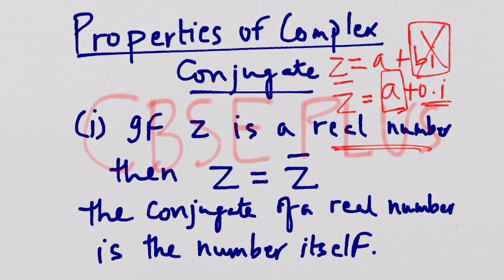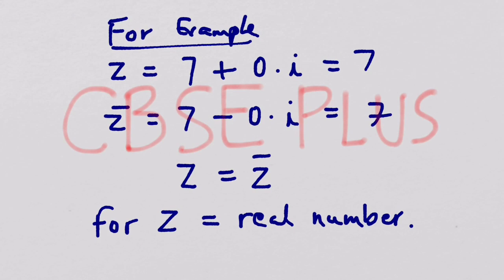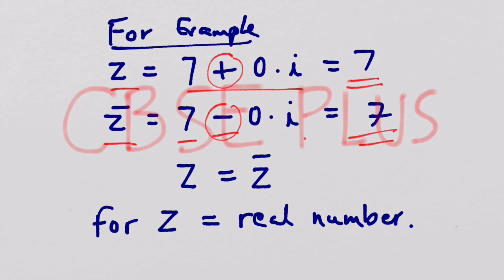And the conjugate of a real number is the number itself, because we don't get the opportunity to change the sign. For example, z equal to 7 plus 0 into iota, which is a real number. So the conjugate of z will be 7 minus 0 into iota. We just change the plus sign to minus, but we get the same result. So the conjugate of a real number is the number itself.